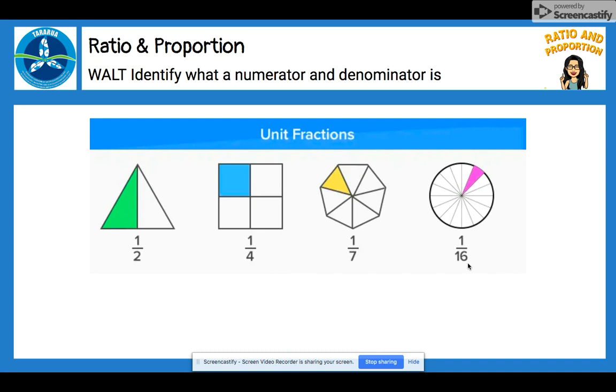Do you remember why the denominator is different? Yes, you got it. So this denominator, there are 2 pieces which make the whole shape. And there are 4 pieces which make the whole shape or the whole number or the whole set.